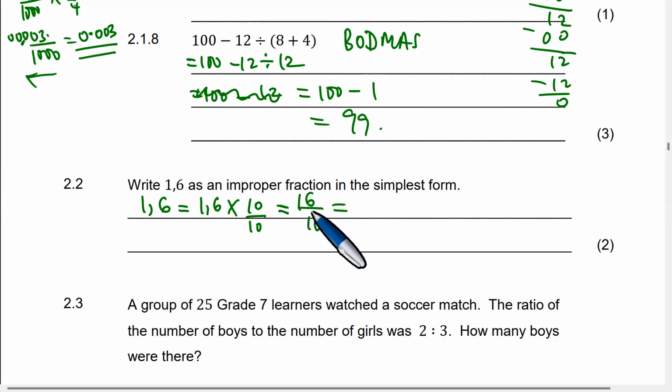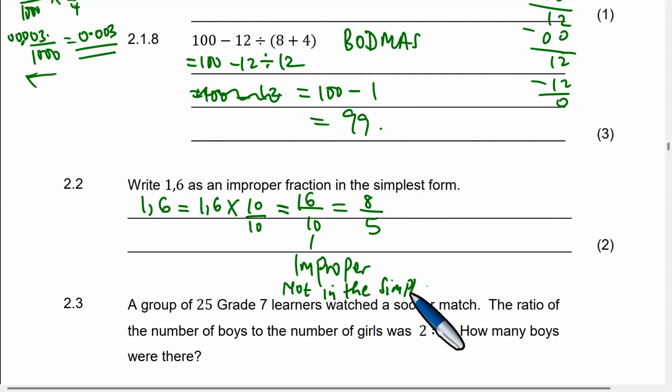Now this one you divide to the lowest terms. If you divide 16 by 2, it becomes 8. And you divide this one by 2, it becomes 5. So the answer is 8 out of 5. But you can write it as an improper fraction in its simplest form. This is an improper fraction. This one is also improper, but it's not in its simplest form. So this one is in the simplest form. Next question.